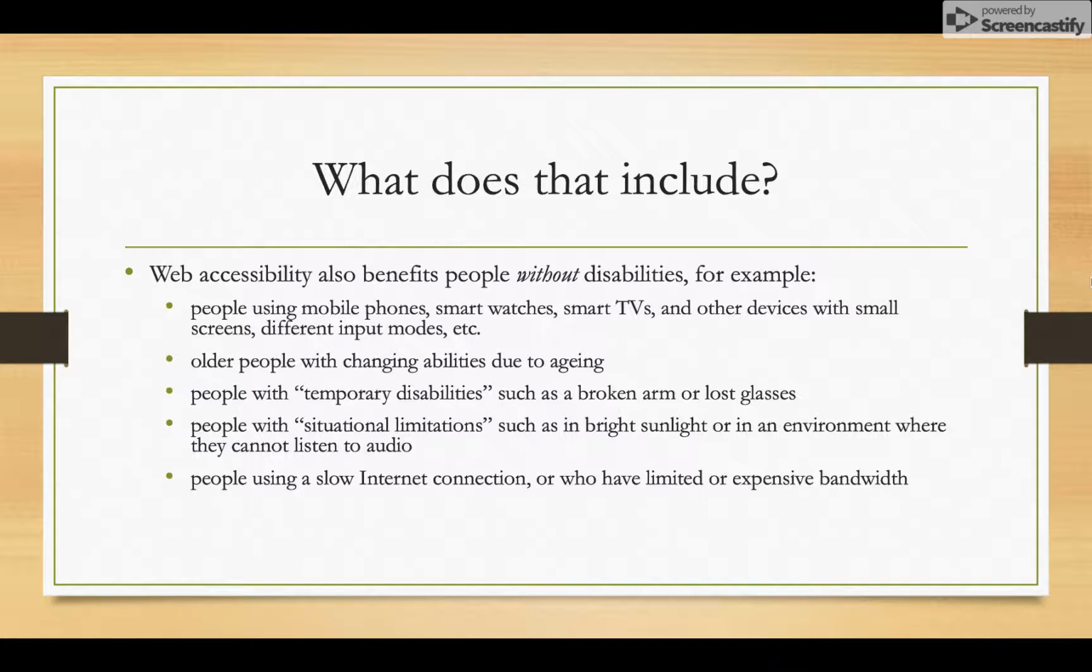Also, older people that have changing abilities due to aging, people who have temporary disabilities, such as a broken arm or lost glasses, it needs to be accessible for them as well. People that have situational limitations, such as who can't see as well in bright sunlight or in an environment where they can't listen to audio, or people using a slow internet connection or who have limited or expensive bandwidth. So we have to be thinking about all these types of things when we create our websites to try to make sure that it's accessible for anyone.